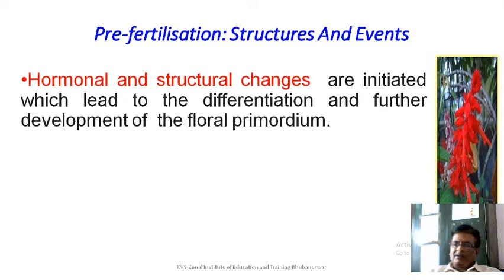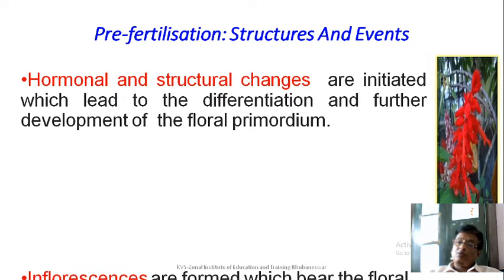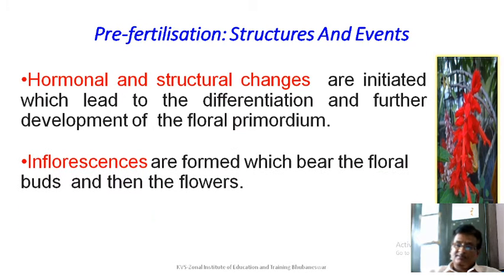How does a flower develop? A flower develops from a floral primordium by different hormonal and structural changes. What is the inflorescence then? It is the arrangement of flowers on the axis.